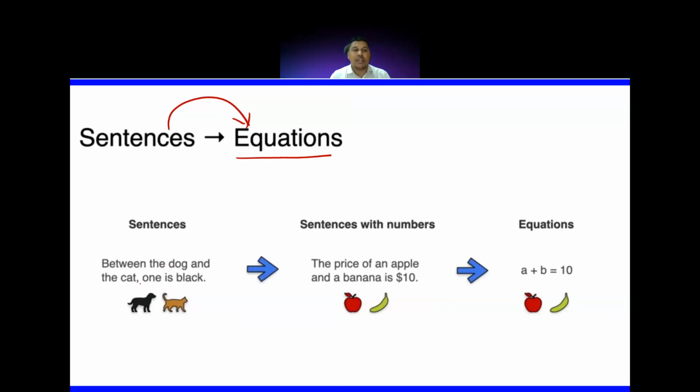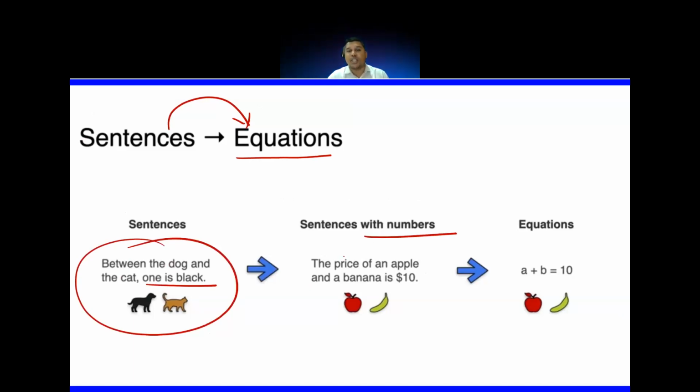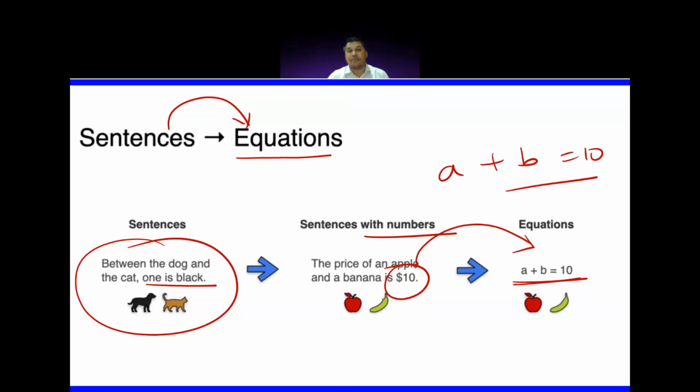See, between the dog and the cat, one is black. This is a sentence, a system of sentences. But for sentences with numbers, you see, the price of apple plus banana is 10. So I can convert that into equation form like this: A plus B equal to 10, where A represents the price of apple and B represents the price of banana. So sentences with numbers are called equations.